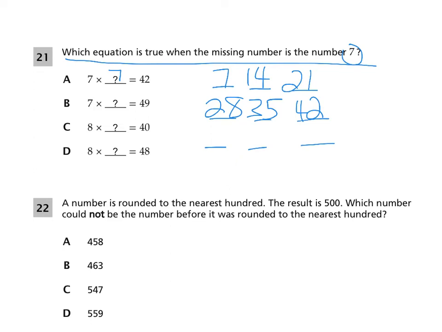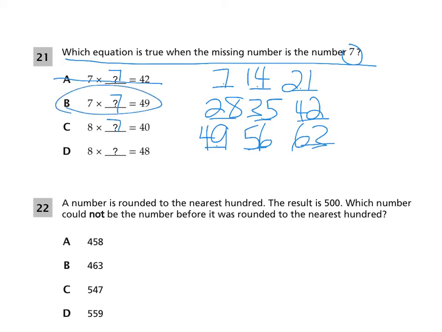As I'm doing right now. So now I have all my options here. So 7 times 7, if I count 1, 2, 3, 4, 5, 6, 7, 7 times 7 is 49, not 42. If I put 7 here, 7 times 7 is 49. There's my choice.